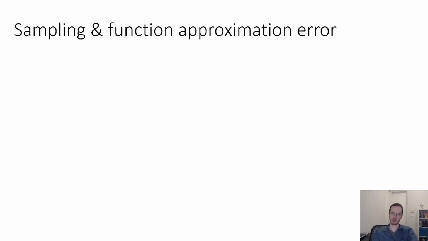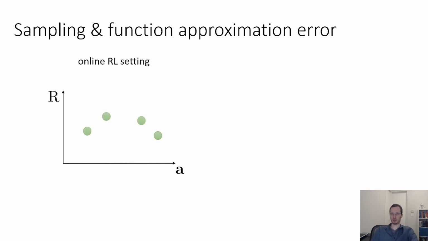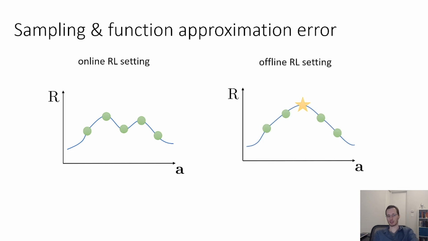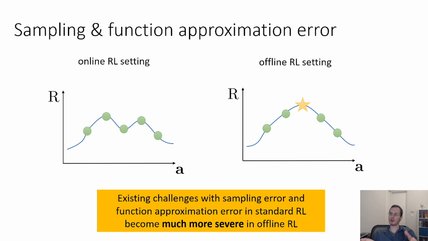And we also have sampling and function approximation error, just like we do in the on-policy case, except that now it's a little more problematic. So let's say in the online RL setting, you fit your Q function or value function. Let's say the green dots represent your points, and you extrapolate a little bit and think that you have a really good value right over there. That probably means that when you then go and collect data, you will sample that point, and if it is bad, it'll serve as a very good counterexample, a kind of hard negative, to fix your estimate. But of course, in the offline setting, that fix doesn't happen. So existing challenges with sampling error and function approximation error in standard RL become much more severe in the offline setting.